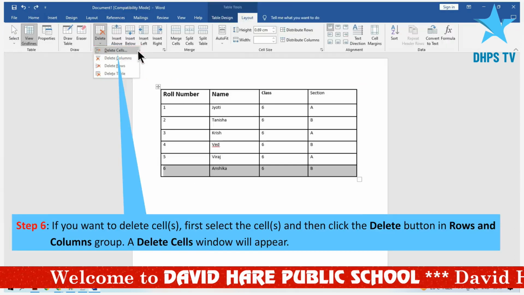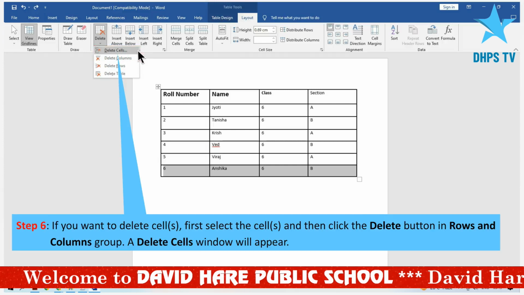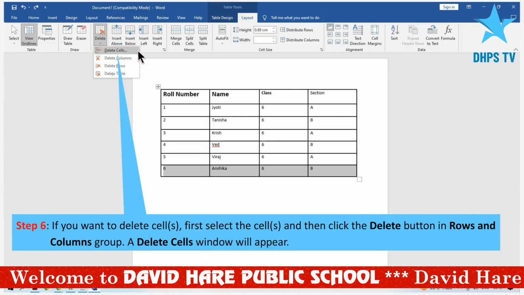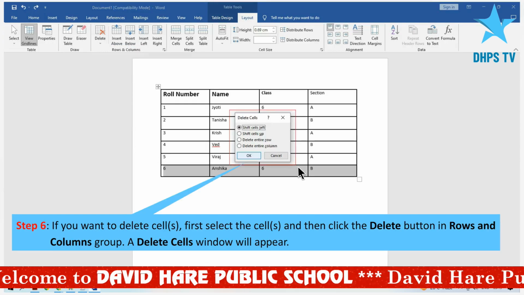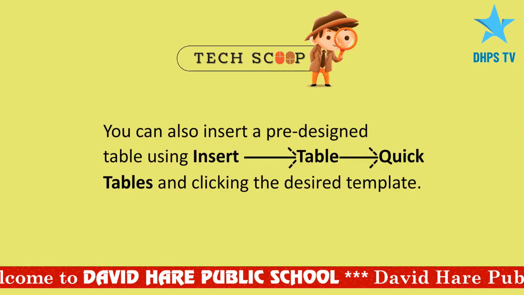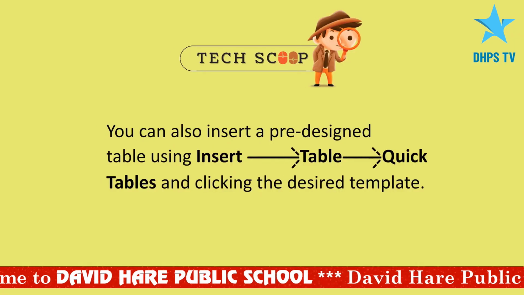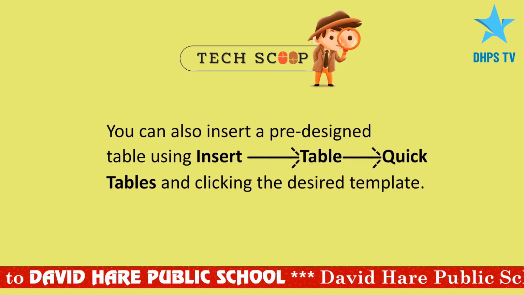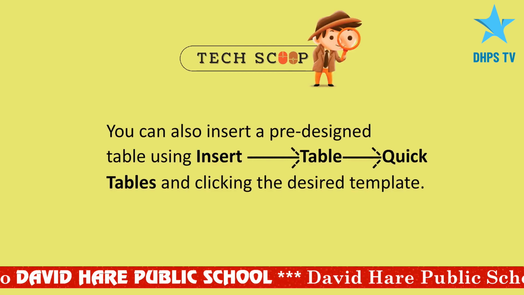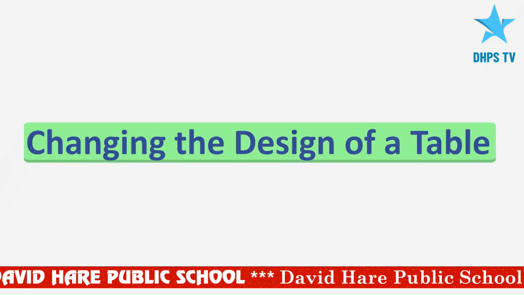Step 6. If you want to delete cell, first select the cell and then click the Delete button in Rows and Columns group. A Delete Cells window will appear. TechScoop. You can also insert a pre-designed table using Insert, Table, Quick Tables and clicking the desired template. Changing the design of a table.